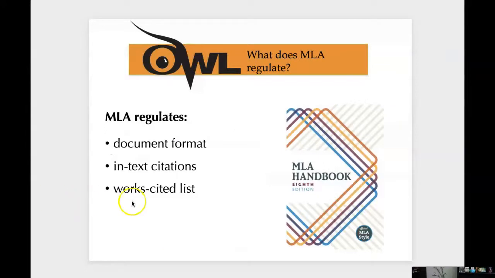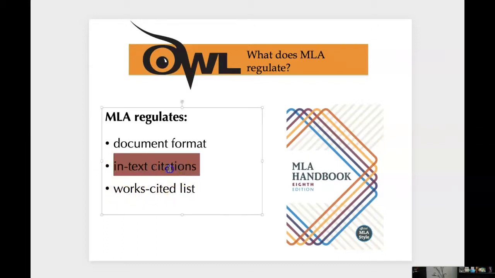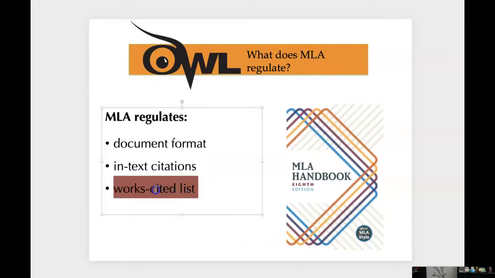So MLA is the organization that generally regulates what our documents look like, right? So double space, Times New Roman, all of that kind of stuff, in addition to in-text citations, which just means using quotes or paraphrasing the works of others in our writing, and then a works cited list, right? So in our in-text citations we mention authors and page numbers, but then what do we do with that? Where does that information actually appear? That's where the works cited list comes in.